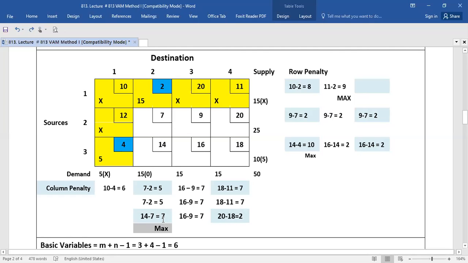Now where I will make our next allocation, in this column you will make your allocation, and in this column you will see 7 is the minimum cost, so you will make your next allocation in this cell.